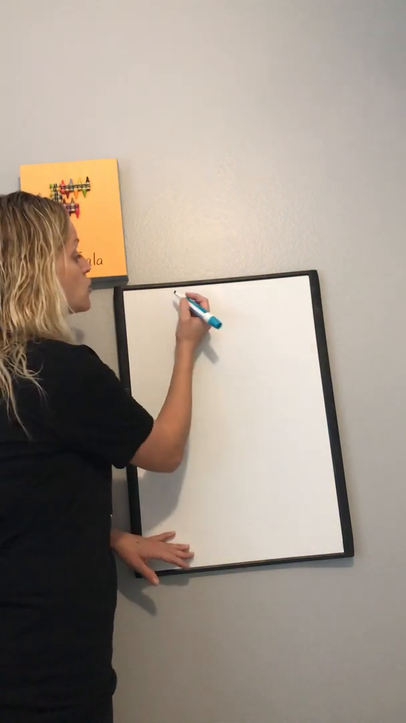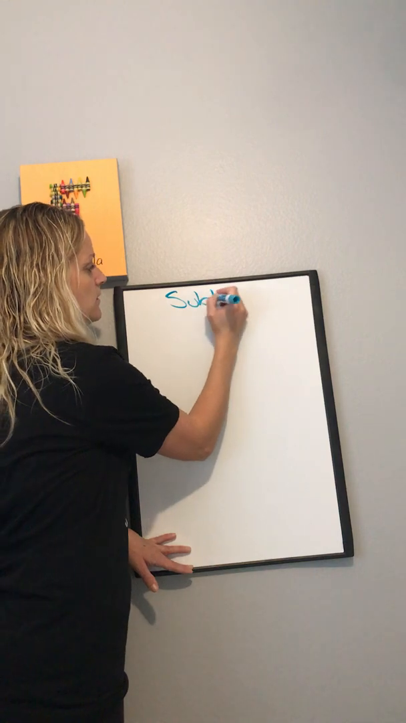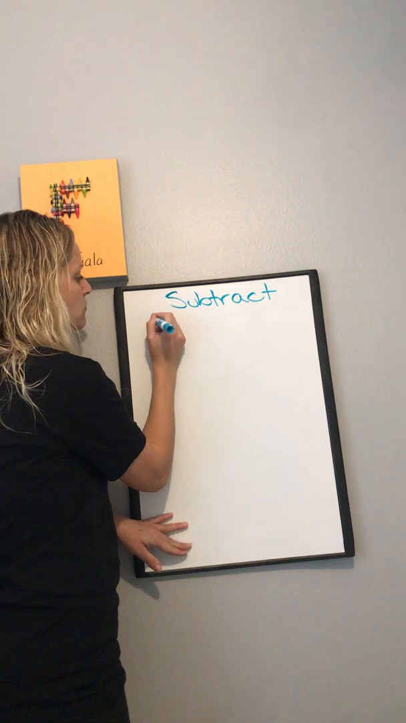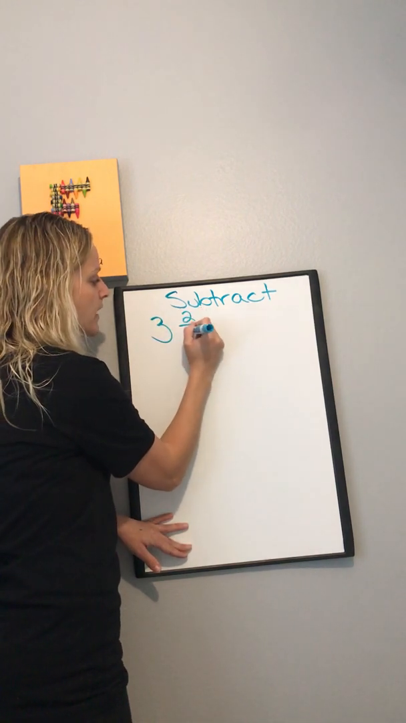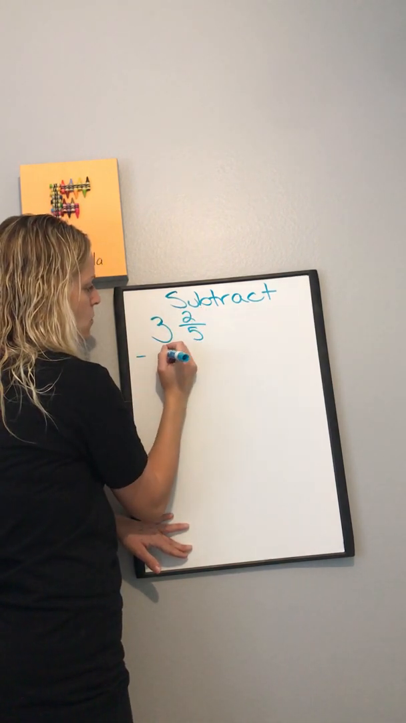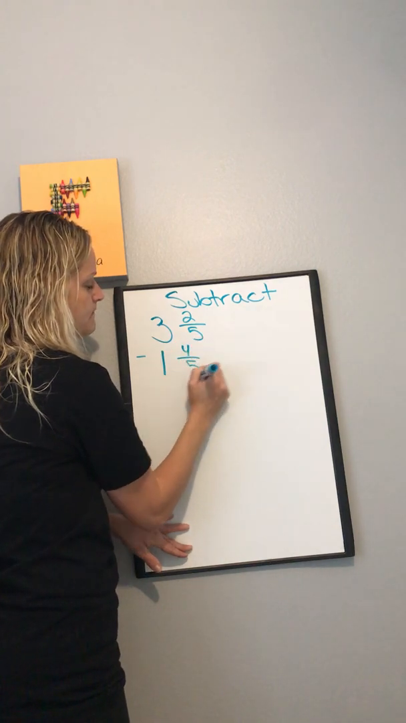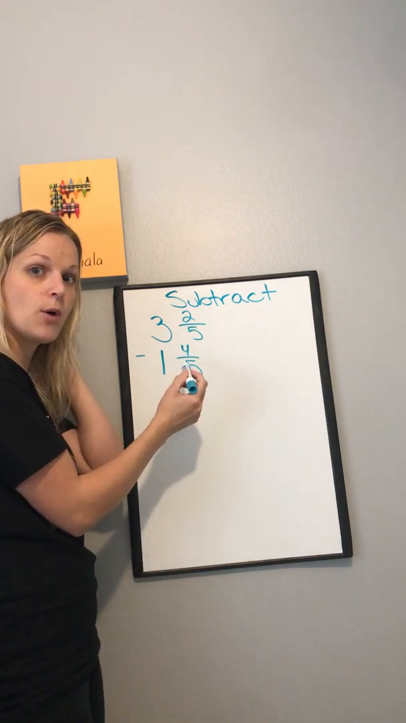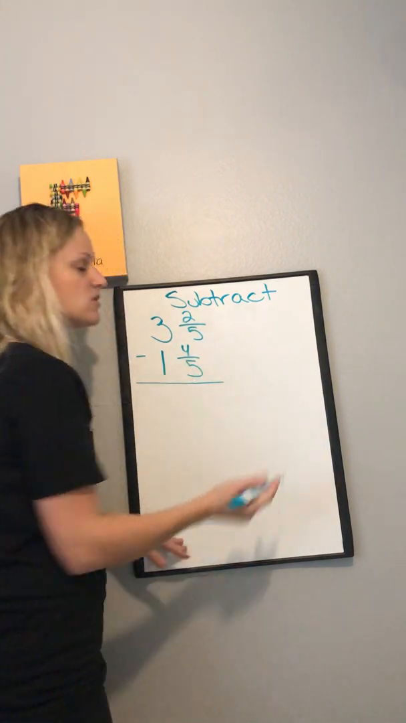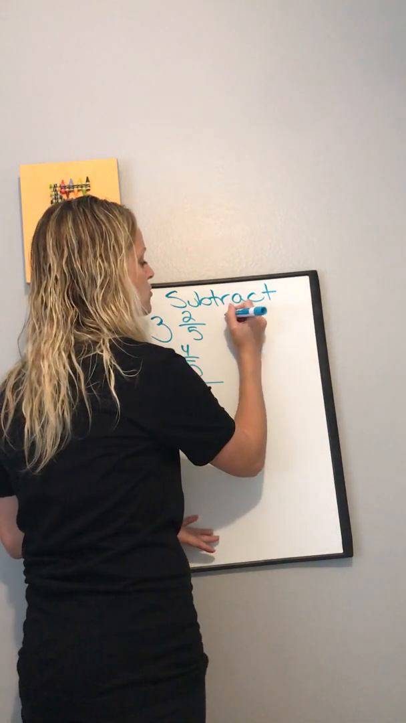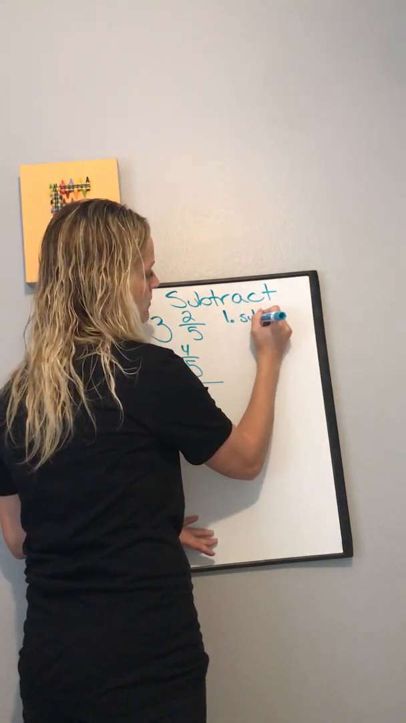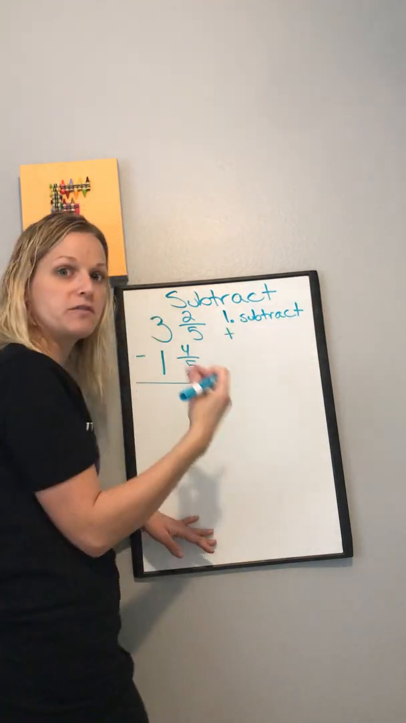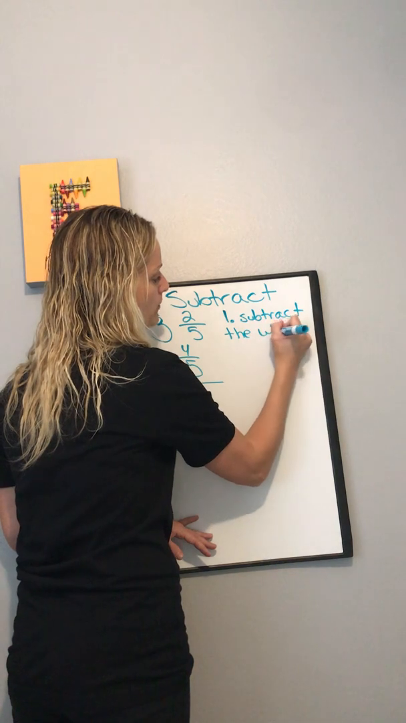Now we have to subtract mixed numbers, okay? For example, say we have 3 2/5 minus 1 4/5. For subtracting, I do actually like to write it up and down like this, okay? And there are steps to subtracting, just like there were steps for adding. So step number 1, I'm going to subtract the whole numbers, just like with adding, the whole numbers was the first step. So subtract the whole numbers.